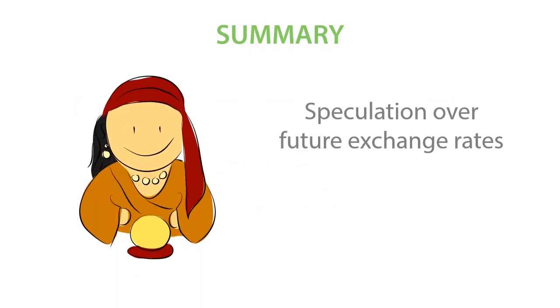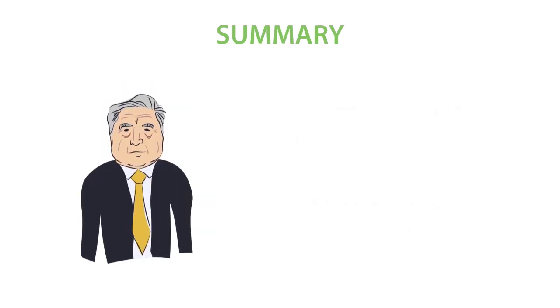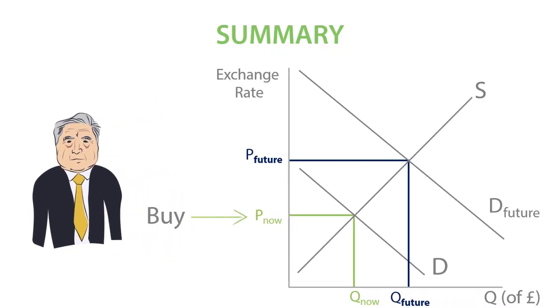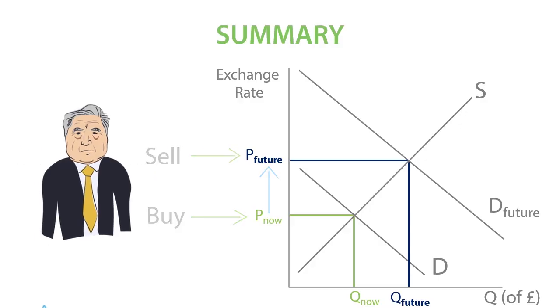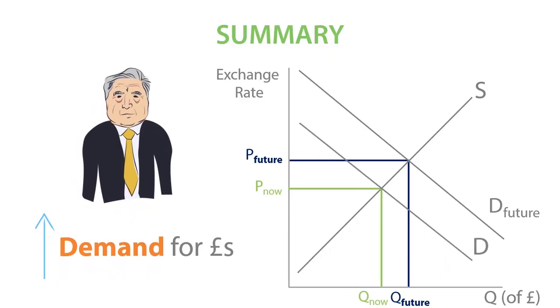Speculation over future exchange rates can affect the present exchange rates now. For instance, if investors predict an appreciation in the future, the exchange rate now will appreciate. Speculation means that when investors predict a future appreciation, they'll demand now more pounds so that they can sell them later when the pound appreciates. But this increase in demand now will cause appreciation now. So the present exchange rate will increase.